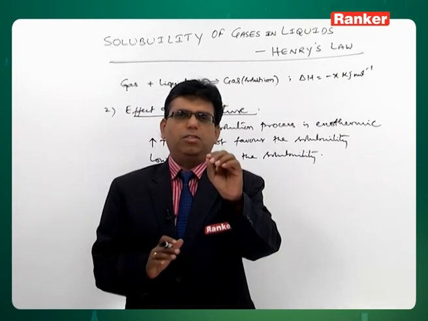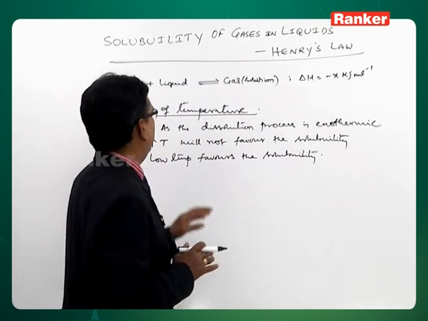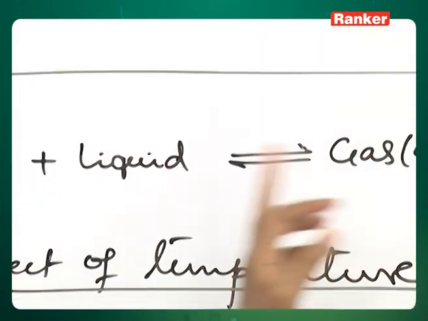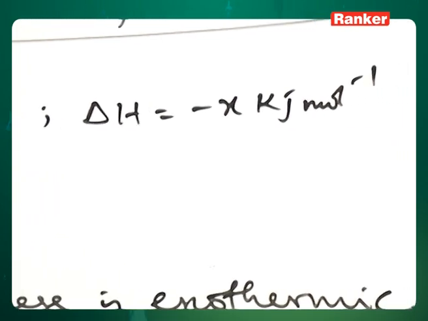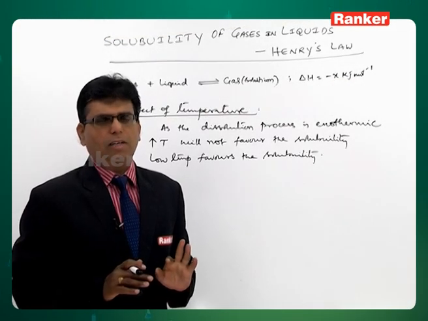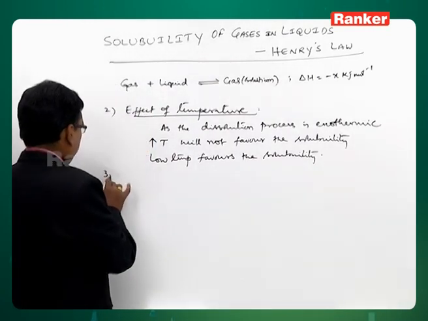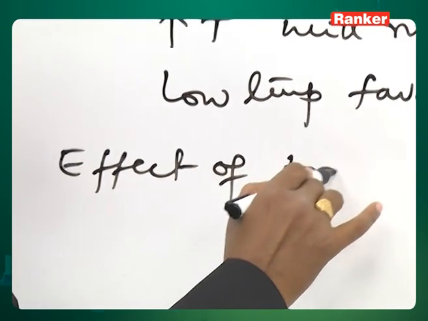So, that is one of the simple applications by which we can understand that with increase in temperature, the solubility of oxygen in water, or the solubility of a gas in a solvent like water, decreases. And the third is the effect of pressure.